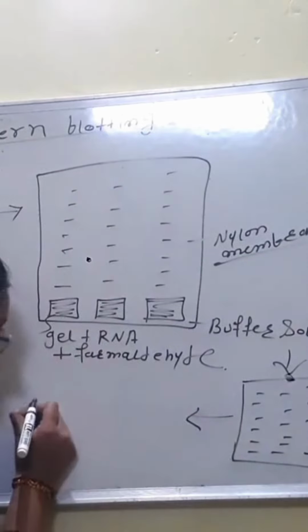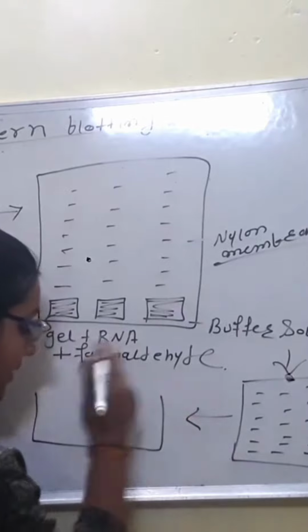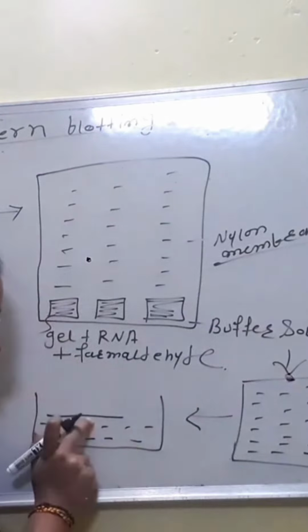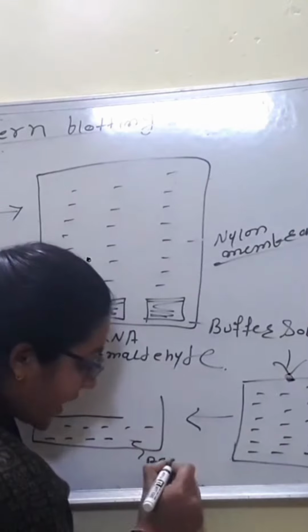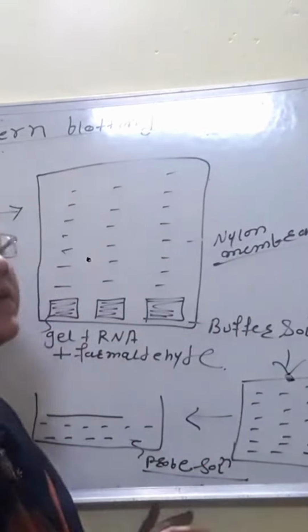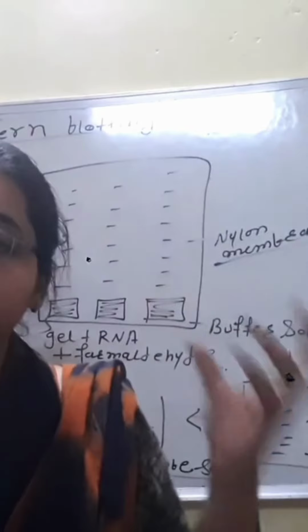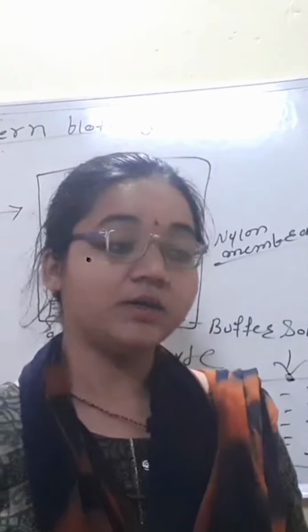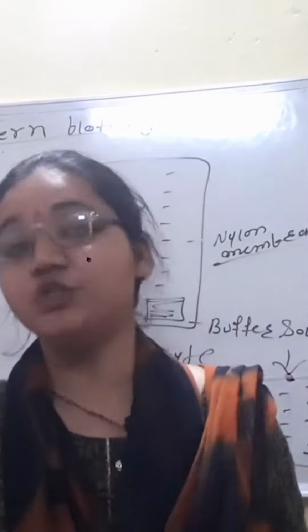For example, to this membrane we add the probe solution. That is our nylon membrane, and this is our probe solution. So guys, what is the probe solution? The probe solution is a complementary sequence of our gene of interest. What is the complementary sequence? They are short oligonucleotides, such as a 100 to 150 short oligonucleotide chain. Okay, they are made from one of the RNA solution.